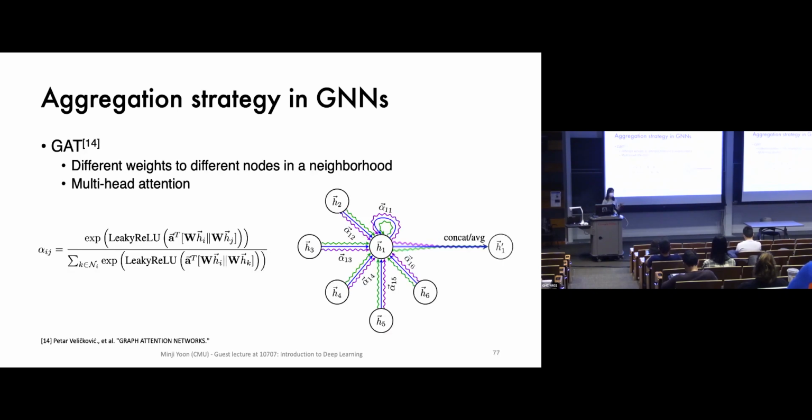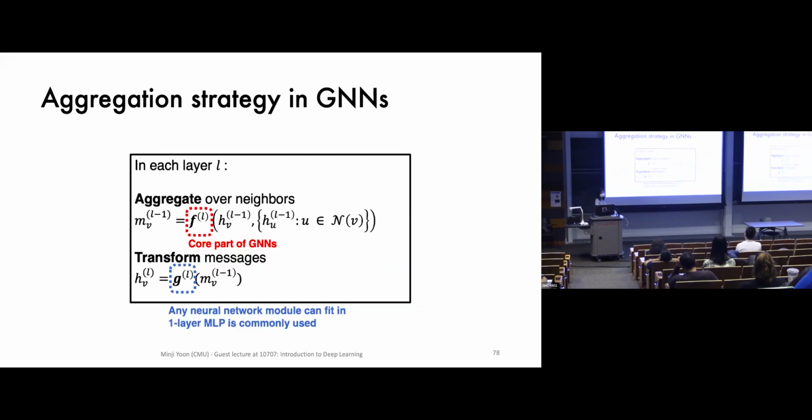And GNN also borrowed the attention concept. We compute different weights per neighbor by computing the relevance between the target node and its neighbors, and then we run the weighted sum. So while some papers keep proposing new aggregation strategies, people start to ask a principal question.